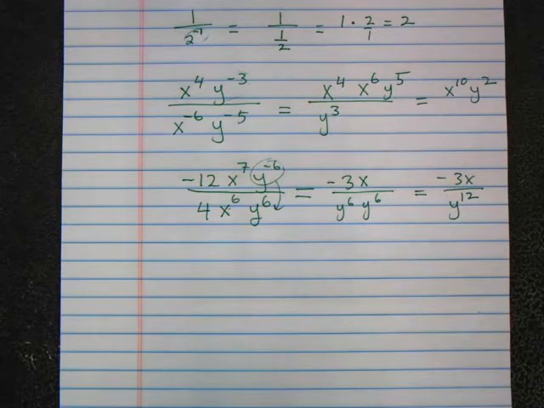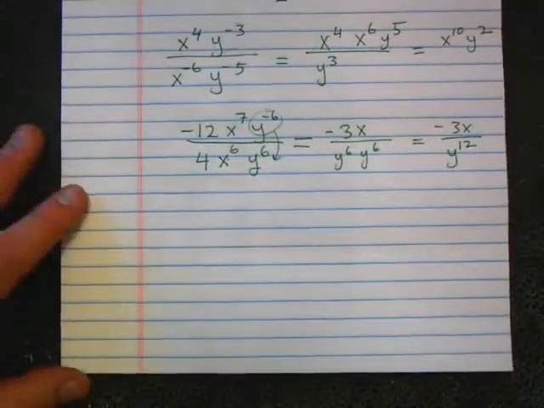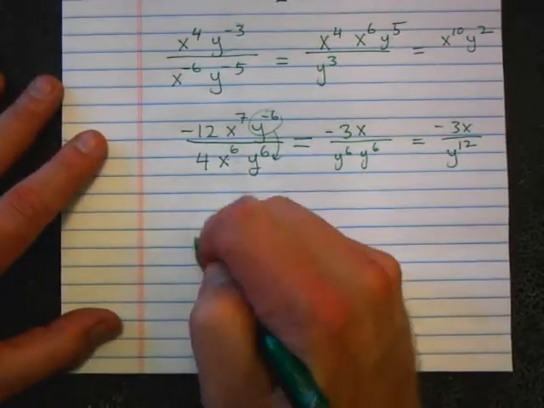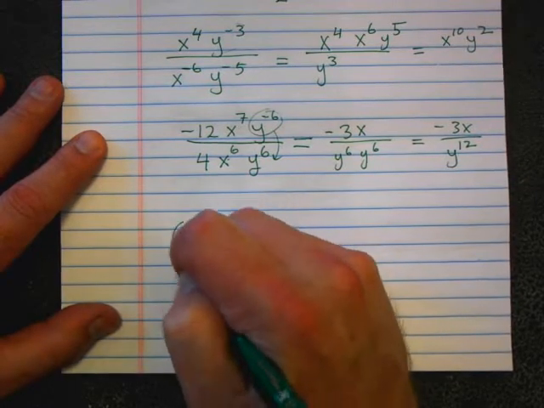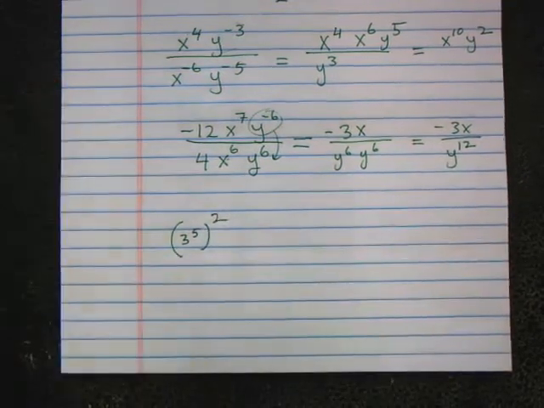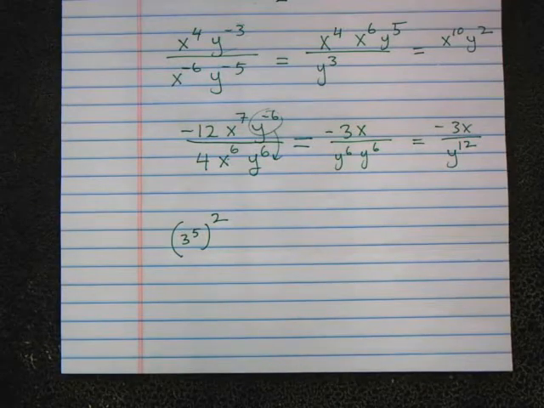Alright, we had 7 things listed for rules. I think I only have 6. I think I only have one more. Oh well, we guessed. What if I gave you 3 to the 5th and I told you to square that? Ooh, that's where you multiply the exponents. Why is that where you multiply the exponents?